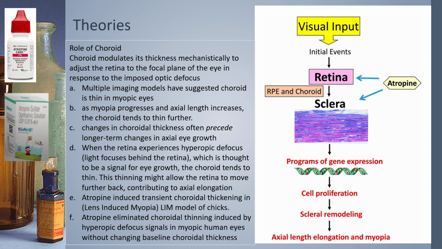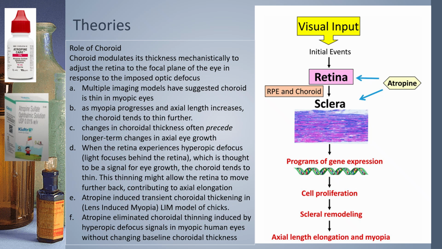At the level of the choroid, we also now know that the choroid modulates its thickness mechanistically to adjust the retina to be on the focal plane of the eye. Now we all know that the choroid is thin in myopic eyes, and as the myopia progresses and axial length increases, the choroid tends to thin further. It has also been noted that changes in choroidal thickness often precede the actual axial eye growth. So yes, there has been a lot of work now on choroidal thickness.